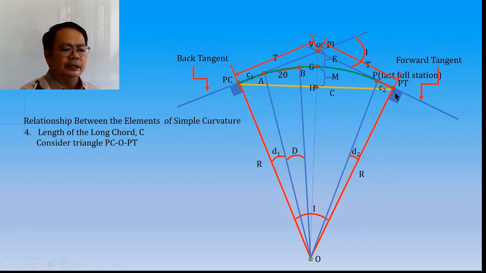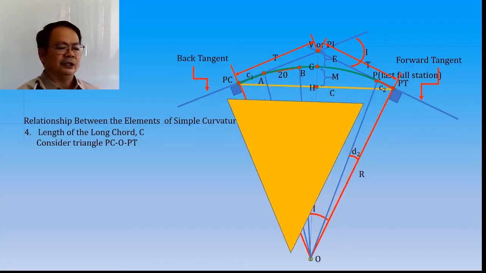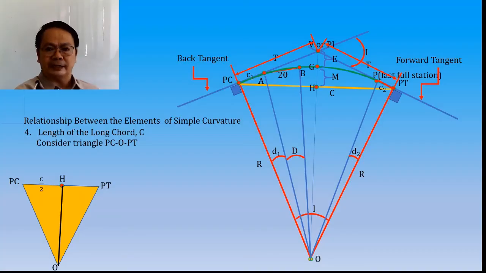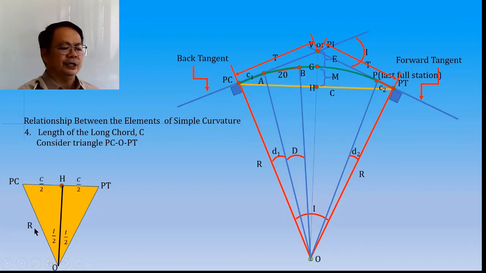Para makita natin mabuti, ipakita na nga naman yung triangle and then i-isolate natin dito. Okay. So, ito yung ating PC, ito yung ating O, at yan yung ating PT. Sa gitna, makita natin yung H. Yun yung intersection of the PC and the line drawn from V to O. Kaya yan yung ating H. Kaya lang lumalabas, yung length of the long chord natin is bisected, so that this becomes C over 2 as well as the other one. And also the angle is bisected, so this becomes I over 2 as well as the other one. And this distance is equal to R.